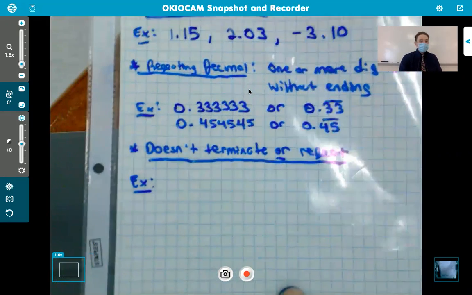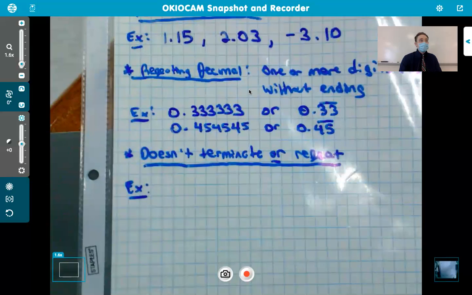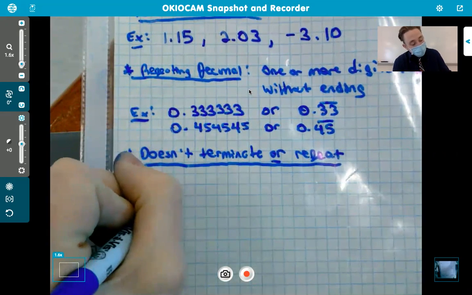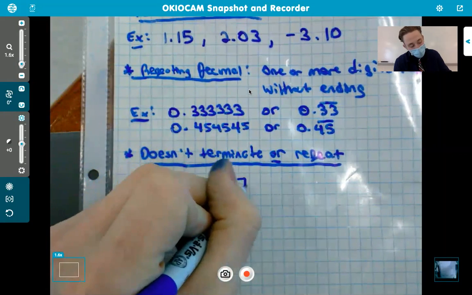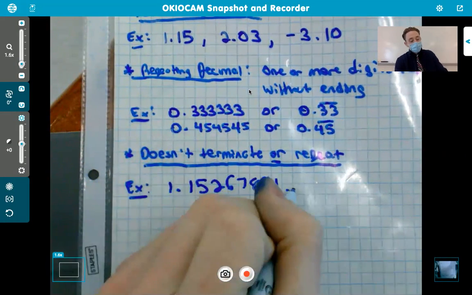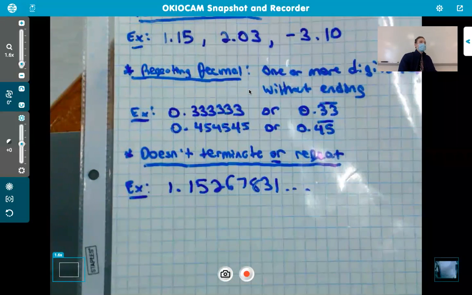We also have decimals that do not terminate or repeat. So it doesn't terminate, it doesn't repeat. In this case, an example might be a mix of several different digits. So like 1.15267831. And it just keeps going forever and ever with a long list of values. Pi, for example, like 3.14159, whatever it is, right? And you can keep on saying it forever and ever, is a non-terminating, non-repeating decimal.